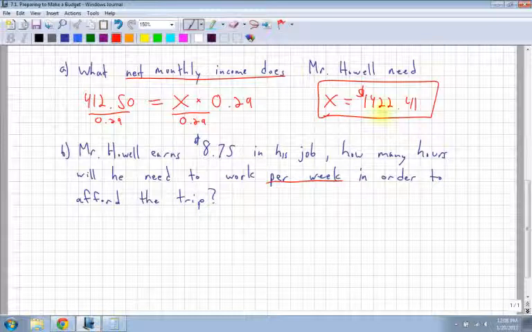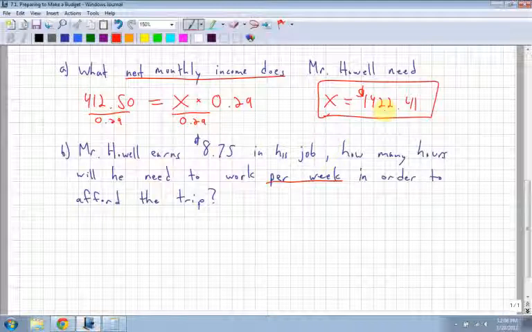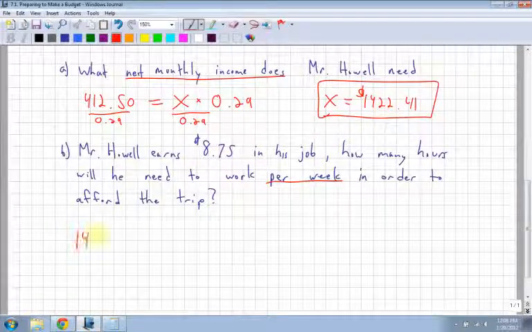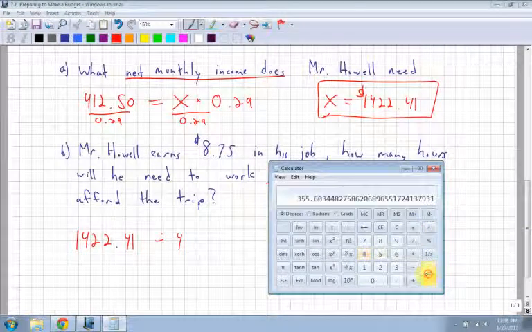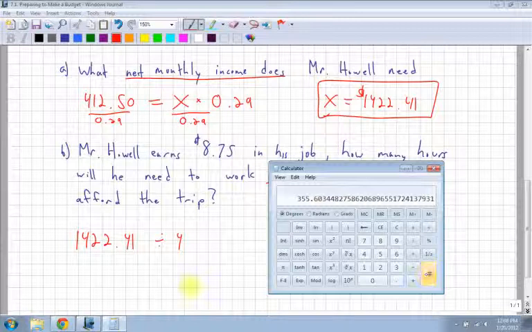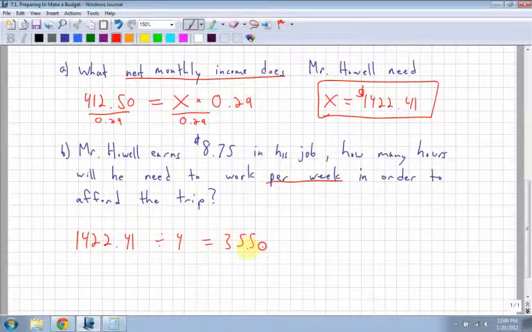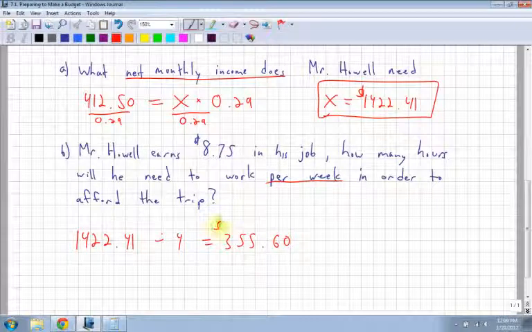Now, I know that $1,422.41 is my monthly income. So I need to divide that by 4 to get my weekly income. So my weekly income is $355.60. Now, I make $8.75 per hour in my job, and I'm making $355.60 per week.